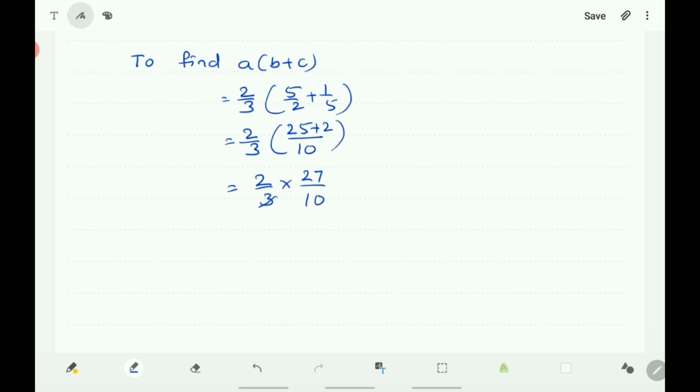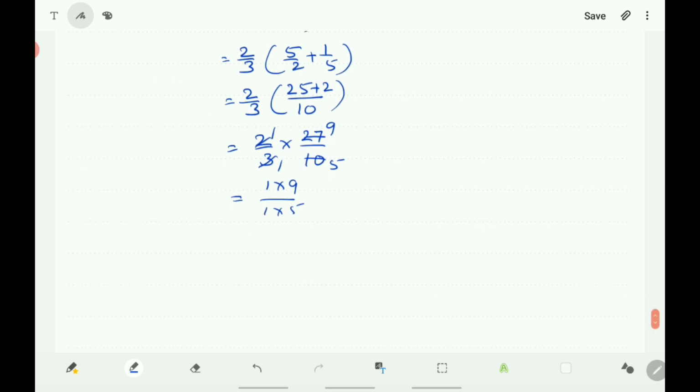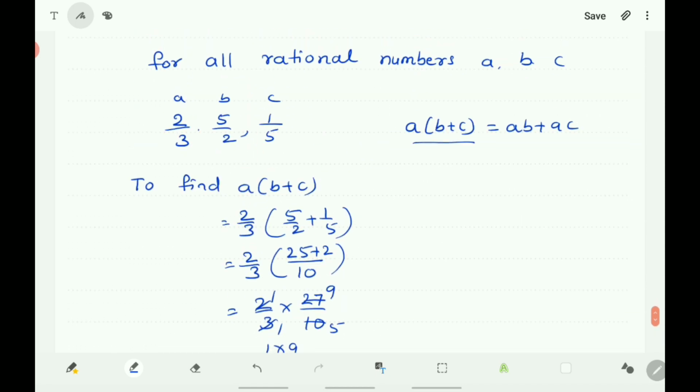You know that 3 1s are 3, 3 9s are 27. And also 2 1s are 2, 2 5s are 10. And the product is 1 into 9 by 1 into 5. In the numerator 1 into 9, in the denominator 1 into 5. That is equal to 9 by 5. Consider this as first. So here you got the LHS.